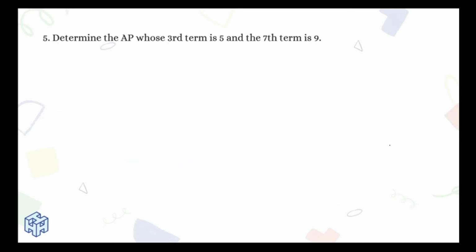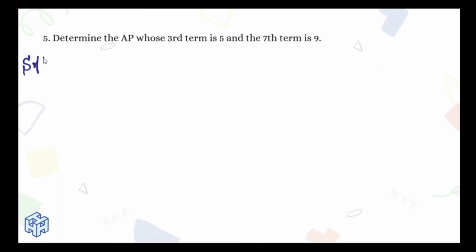So similarly, let's see the next question. This is quite an interesting one. In this question, they have asked us to determine the AP whose third term is 5 and the seventh term is 9. So this is a bit tricky question, but it will be very simple if we solve it.